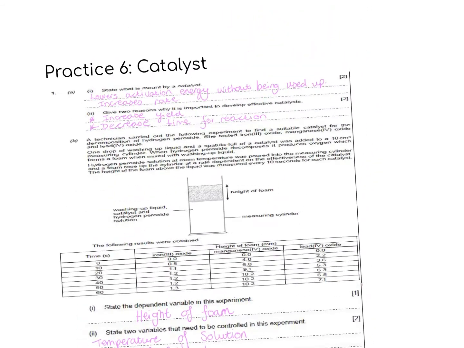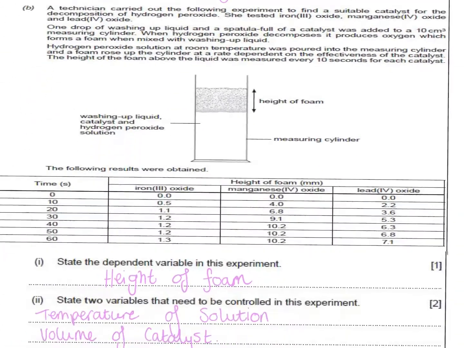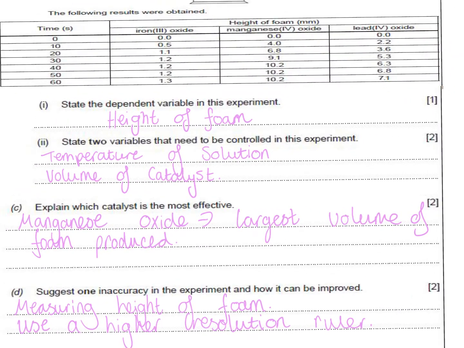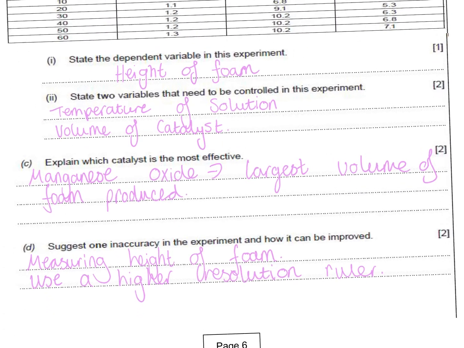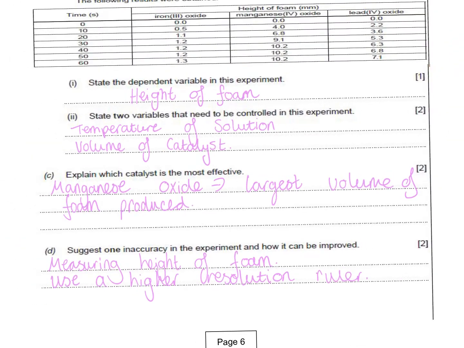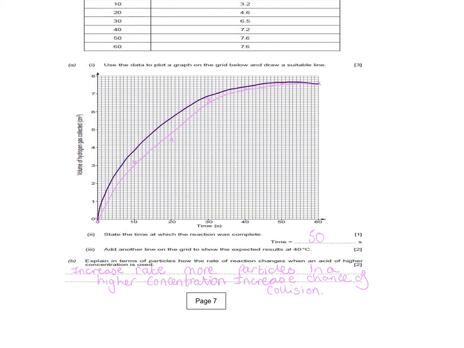Catalysts then. Explain what a catalyst is. It lowers activation energy without being used up, increases the rate. Give 2 reasons why it's important to develop effective catalysts. It increases the yield and decreases the time for reaction. State the dependent variable: the height of the foam. 2 variables that need to be kept the same: temperature, solution, volume of catalyst. Explain why the catalyst is most effective. That would be magnesium oxide, the largest volume of foam produced. State one inaccuracy in the experiment and how it can be improved: measuring the height of foam using a higher resolution ruler.